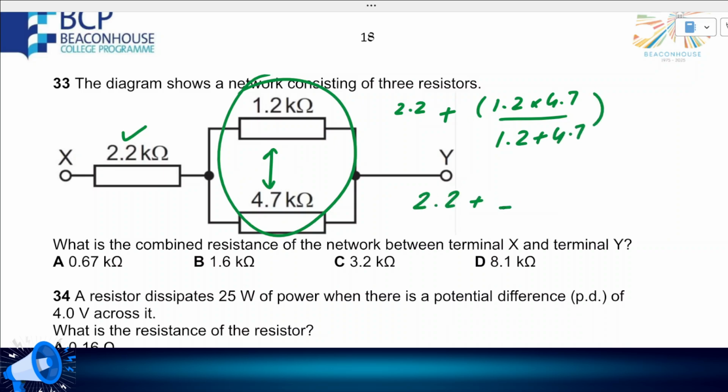So 2.2, whatever you get, you write it down here. So you'll be getting C as the answer. The answer of this bracket would be 1 point something, would be exactly 1, matter of fact. And you should know that if you have two resistors in parallel, then the total resistance of those two would be lower than the least resistor, or it would be lower than the least value of the resistance.